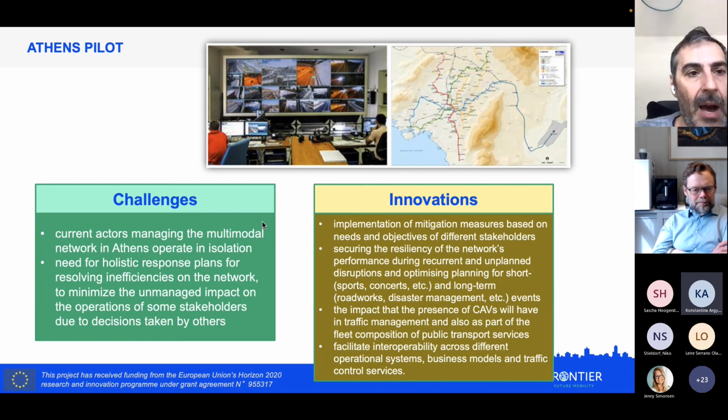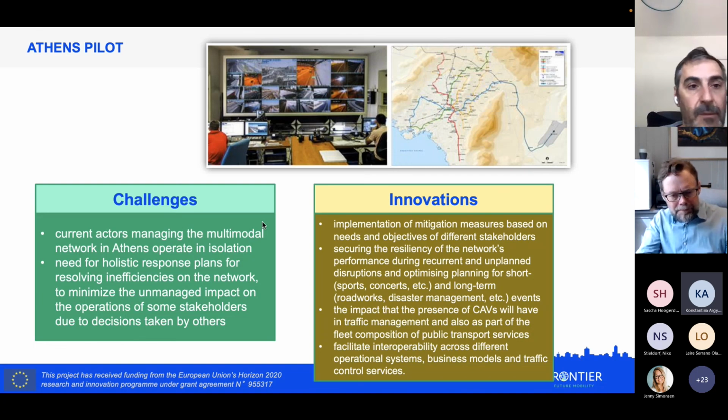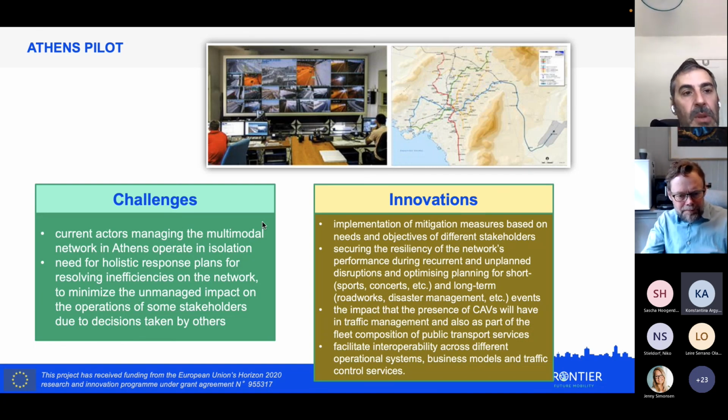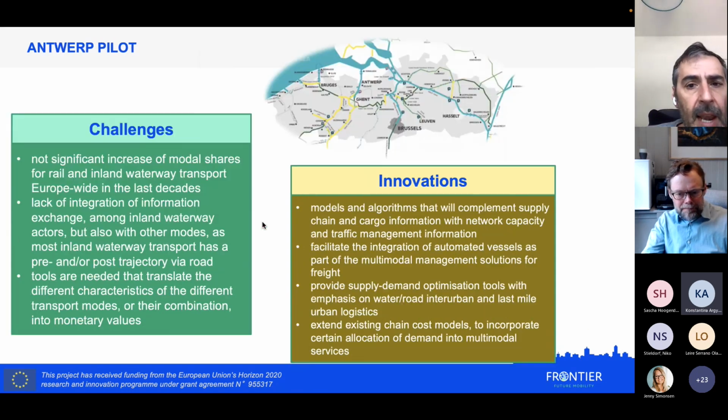So we're looking at how we can develop response plans that have been agreed by different stakeholders, and basically try to keep the resilience of the network if an event takes place at any service, either on the road or a public transport service, etc. And the last pilot is at Antwerp, and in particular, it's more geared towards freight transport.